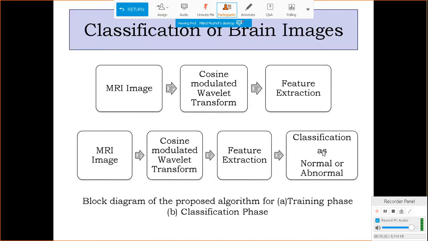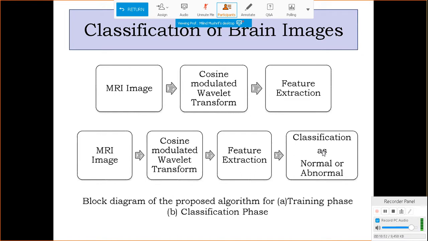For classification of brain MRI images as normal and abnormal images, we have used a cosine modulated wavelet transform algorithm basically. You can see two block diagrams. One is for training the classifier, and another is for testing the results.